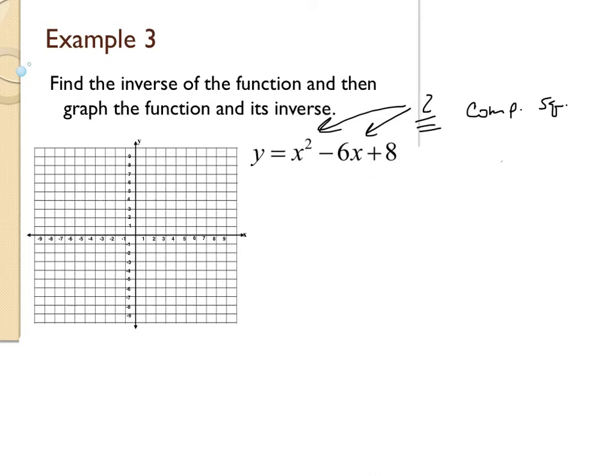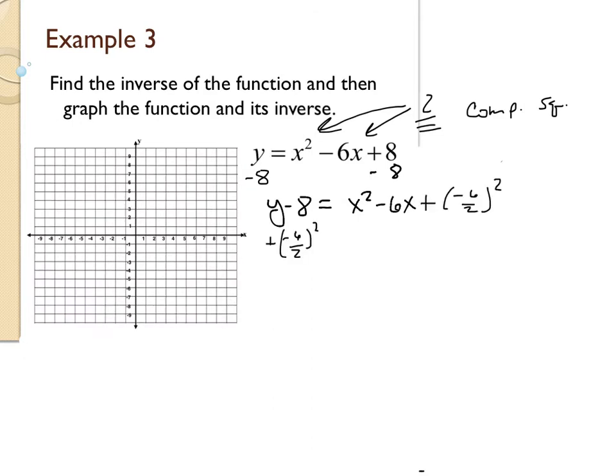So the first step in completing the square, remember, we're going to move the constant over to the other side. So the first thing that we're going to do is subtract 8 from both sides. Okay, and now I got this term here. Now I'm going to take that middle term divided by 2 and square it. So negative 6 divided by 2 is negative 3. Squared is 9. So I'm adding a 9 to both sides.